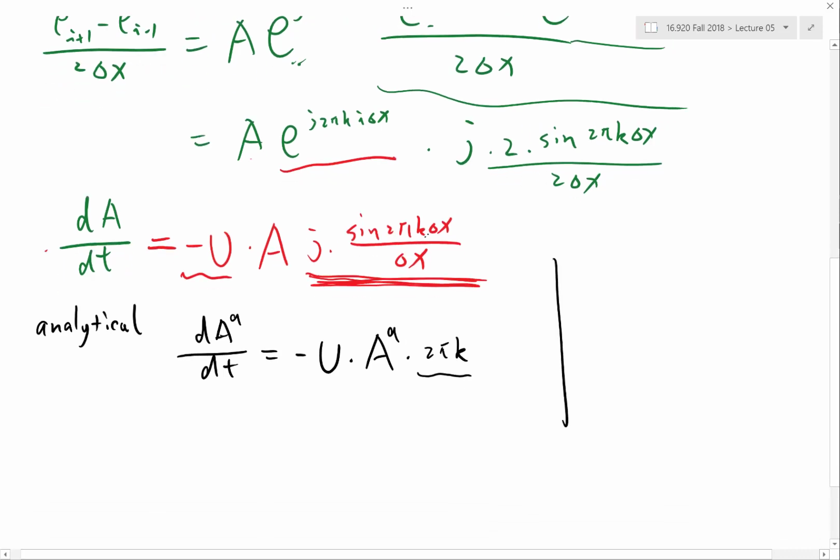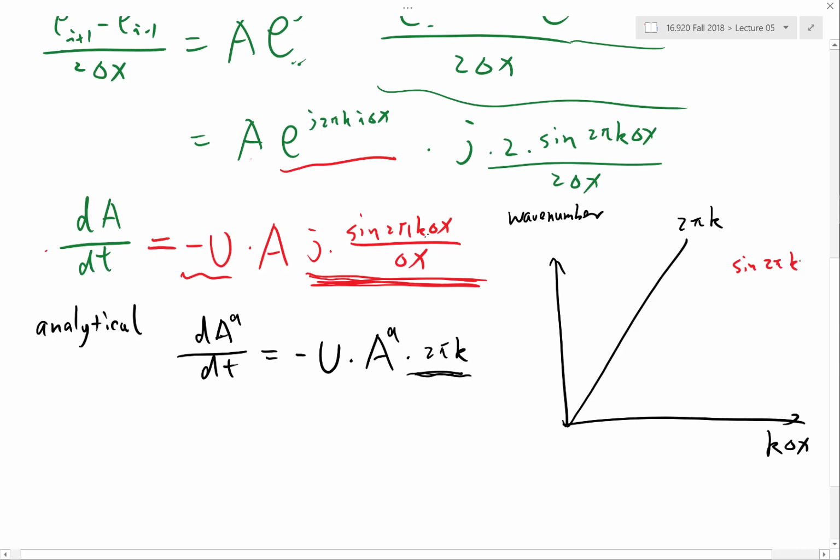And it's actually possible to draw a diagram. So if the x-axis is k delta x, okay, and here what I call the wave number, which basically says what is the 2 pi k, right? So here I have a 2 pi k over here, so that's the analytical, and I can also draw a sine of 2 pi k delta x over delta x, and I can see that they agree initially, but eventually I have to follow a sine curve, right?